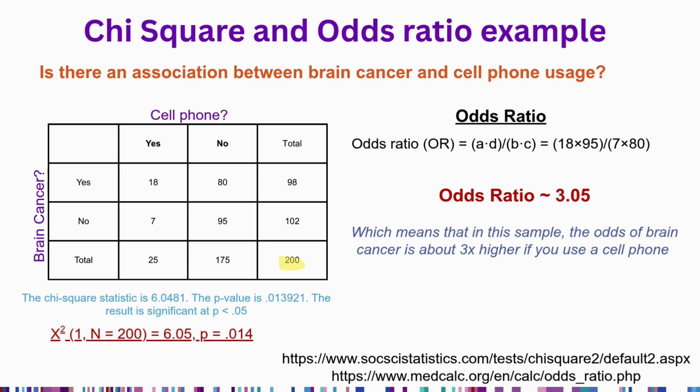And when I put these numbers into the calculator, we get an odds ratio of 3.05. When we interpret this, we look at the first row and first column. Those are the yes for brain cancer and yes for cell phone group. So the odds of having brain cancer is about 3 times more likely if you use a cell phone compared to those who don't use a cell phone. Pay close attention to how we interpret the odds ratio because you'll need to be able to do this.